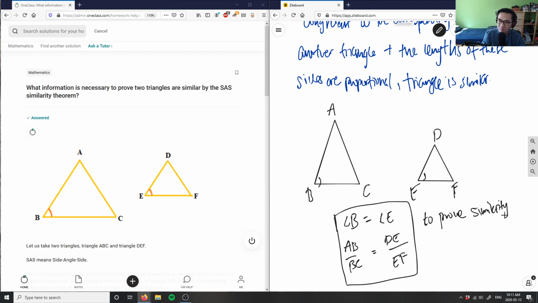So these two things are the answer here to prove similarity using the SAS theorem. Writing's not that great today, sorry.